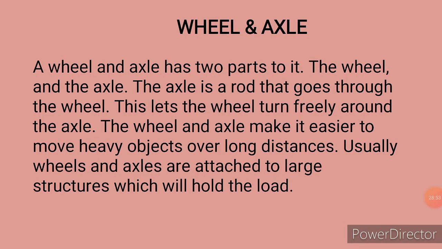Let's now look at wheel and axle. When we talk of wheel and axle, we are talking about two parts: the wheel, which of course is a circular ring usually made of metal, and then the axle, which is a long rod that goes through the wheel. This lets the wheel turn freely around the axle.